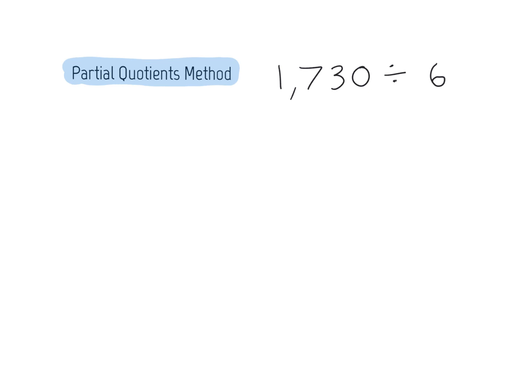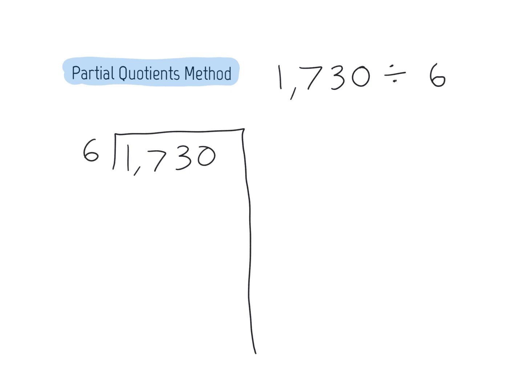Okay, next we have our partial quotients method. So if I were to take 1,730 and divide it by 6, to start this method out, I'm going to set it up like so. So 1,730 divided by, and this is also called the big 7 method, divided by 6.